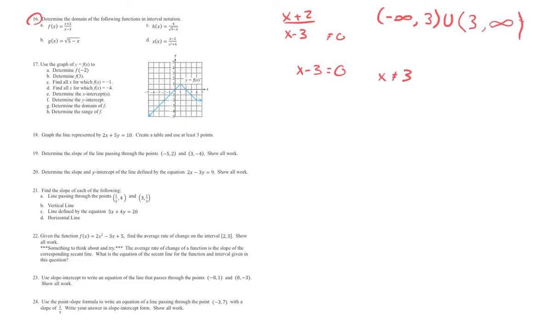With regards to parentheses versus brackets, anytime it's infinity, you're going to put a parenthesis. If it's a spot that is not included, like this 3, where x cannot equal 3, we use a parenthesis. If it could equal 3, then you would use a bracket, and we'll see that come up. So for the first answer, our domain is negative infinity to 3 union 3 to positive infinity.